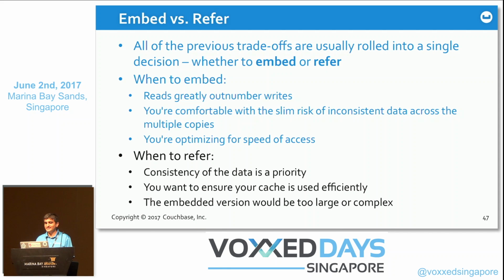When consistency is a priority, when you want to use the cache effectively, so smaller documents, which means more documents in the cache, right? And when the embedded document you feel is too large and complex, you want to refer to make the documents look much simpler instead of more embedding. Okay, so with this, what's next?